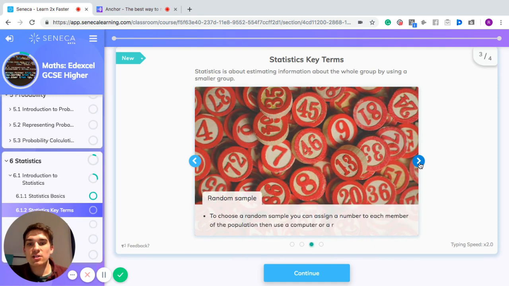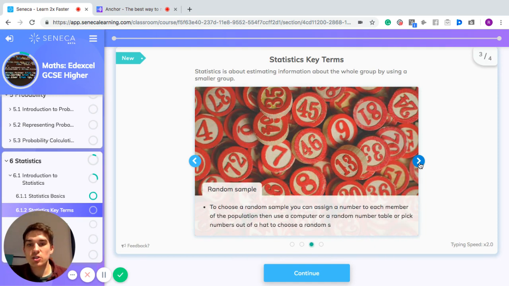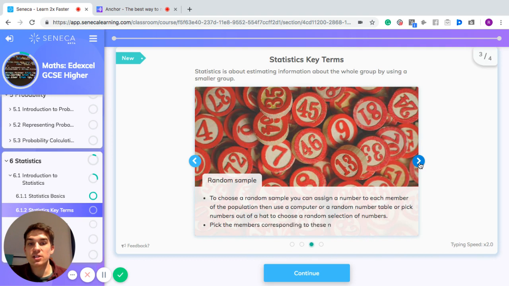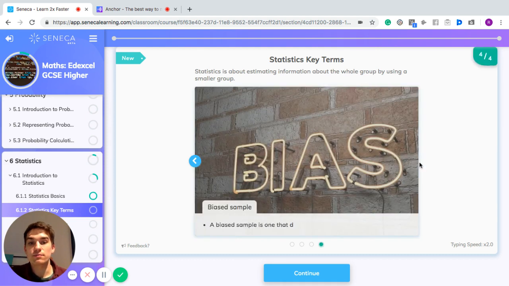You also need to know how to choose a random sample. One of the ways to do it is to assign a number to each member of the population, and then use a computer or a random number table to pick numbers out of a hat to choose a random selection of numbers. And then you pick those members corresponding to the numbers, and that should give you a random sample.